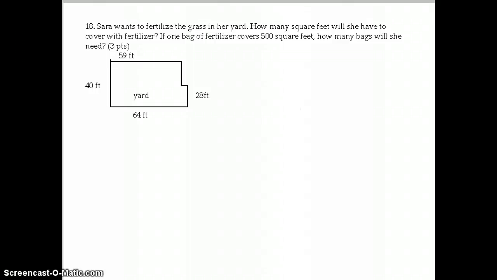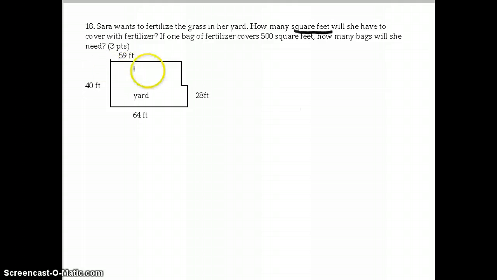Hi, we're going to take a look at number 18 from the first practice exam. If we look at this problem, it says Sarah wants to fertilize the grass in her yard. How many square feet will she have to cover with fertilizer? That's the first question. And the second question is, if one bag of fertilizer covers 500 square feet, how many bags will she need? So the first thing that we need to find out is how many square feet she's going to have to cover with fertilizer.